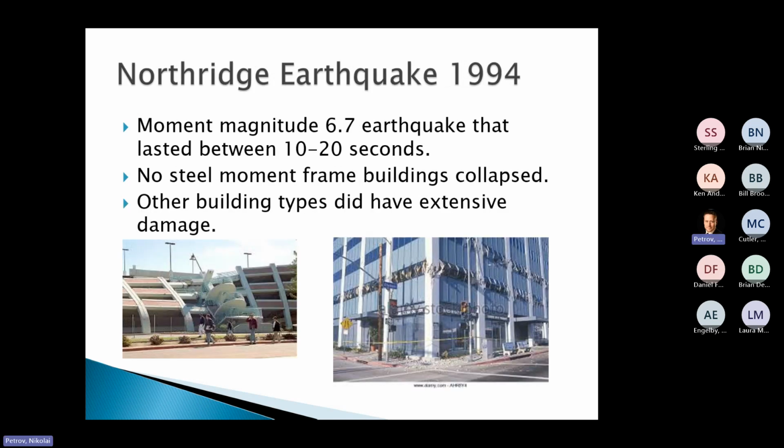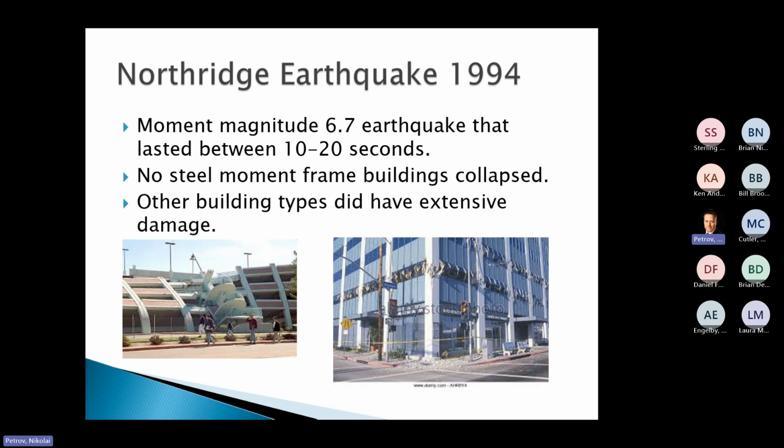Interestingly enough, there were quite a few structural failures in the 1994 Northridge earthquake. It was a moment magnitude 6.7, which, as we all know, I mean, come on, that's nothing. We did a 7.1 a few years ago. Now that was an earthquake. 6.7, a big deal. Lasted 10 to 20 seconds. Okay.